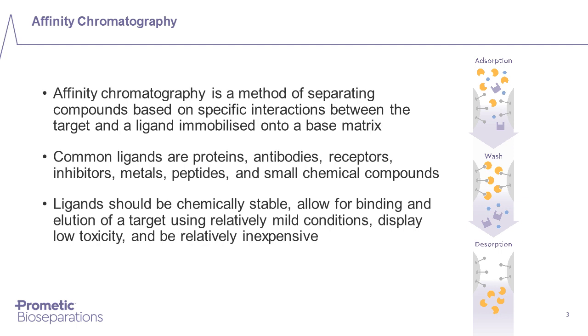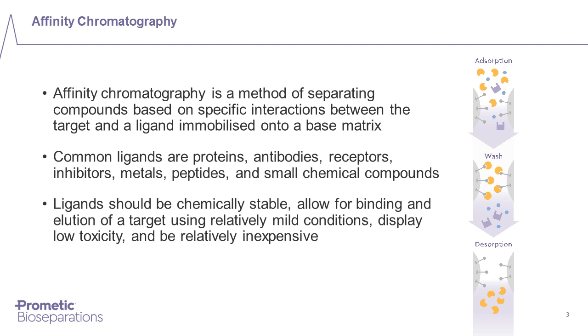It's very common to have different possibilities as ligands, such as proteins, antibodies, receptors, and inhibitors for a specific target. Metals, also peptides and small chemical compounds. The last two, especially the small chemical compounds, are the specialty of Prometic. We specialize in developing those kinds of ligands for specific targets.